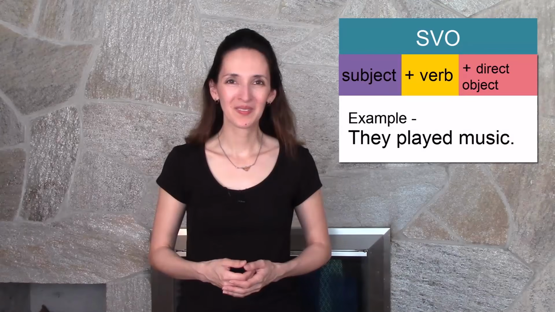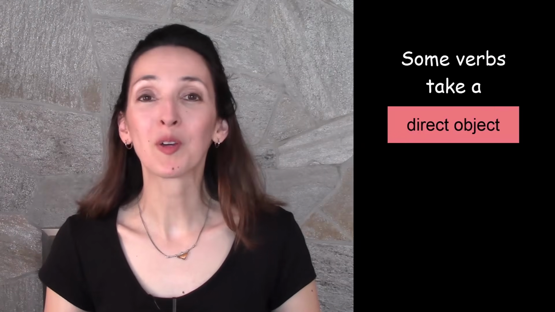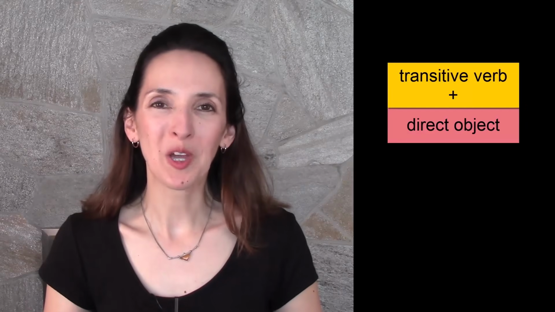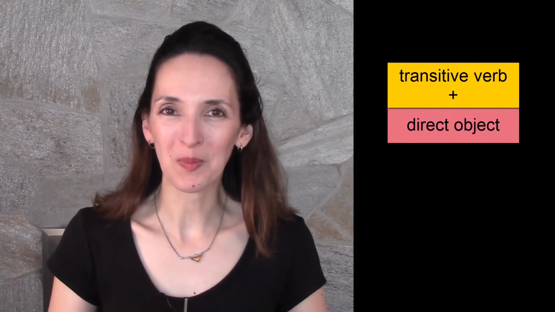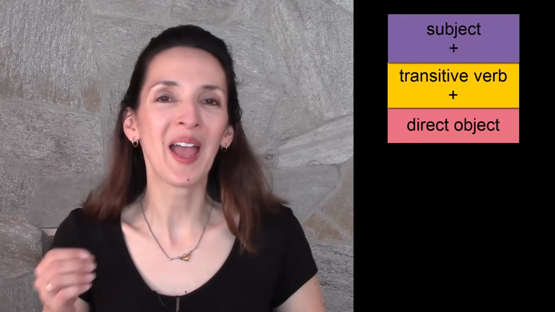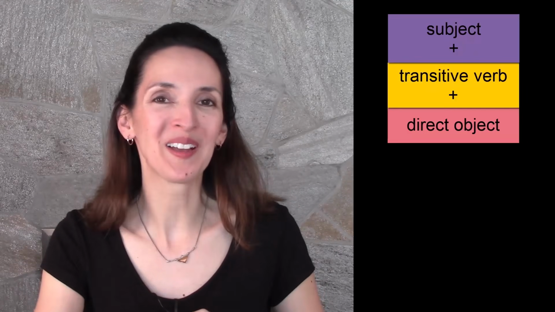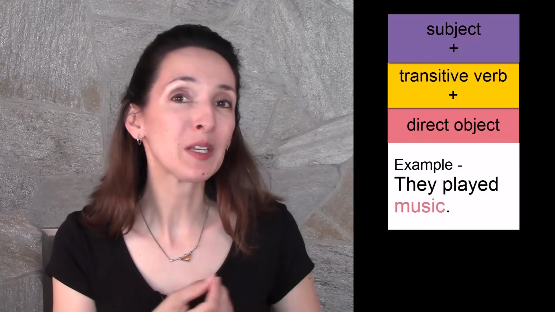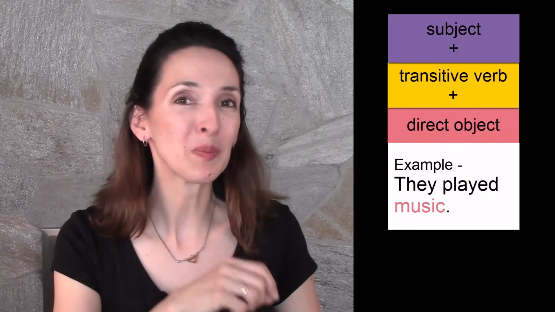The second pattern adds one more element, subject plus verb plus object, a direct object. For example, they played music. Some verbs take an object. We call these transitive verbs. Direct objects are objects of verbs. Someone or something is acting upon the object, performing on the object. For example, they played music. Played what? Played music.